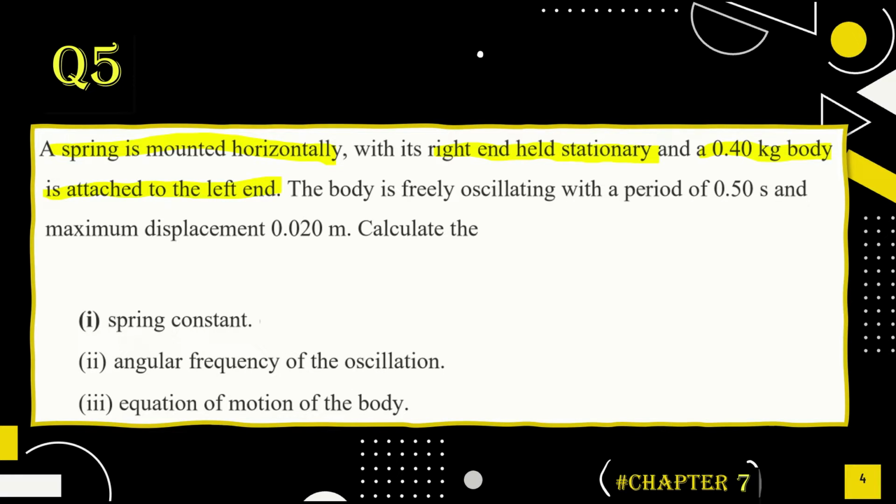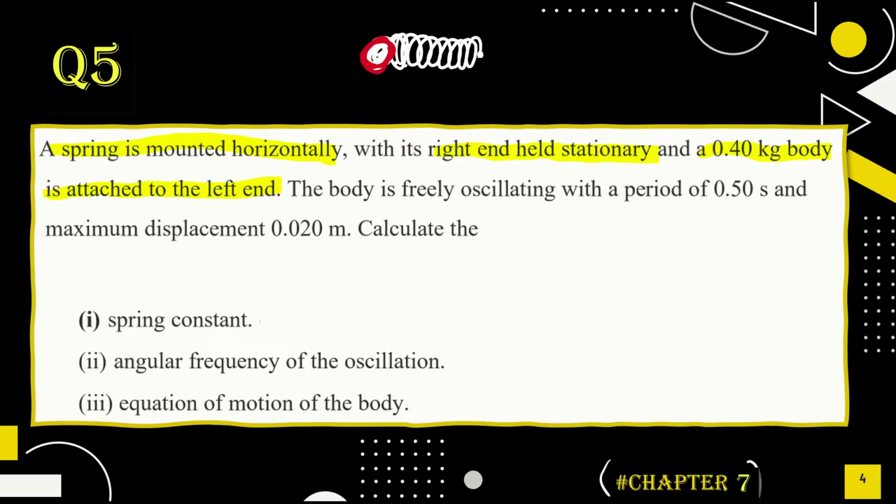Make sure we always draw the situation so that it will help us to solve the question. So we have the right end. This is our spring and a body is attached at the left side of the spring. So this is our body. This is how you can imagine the condition.